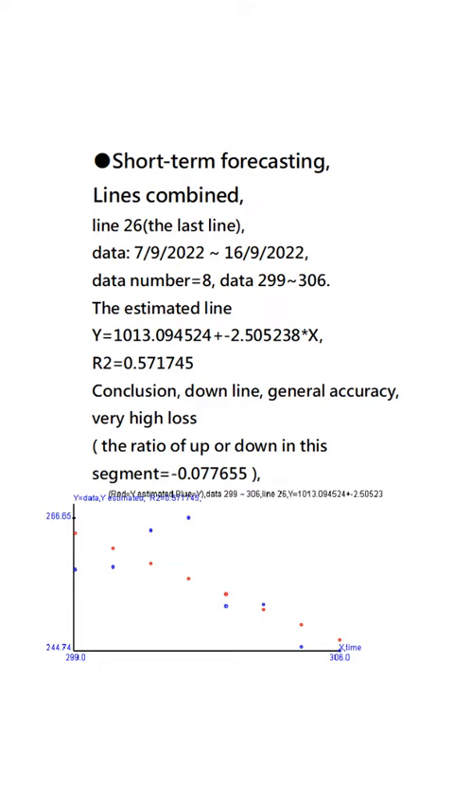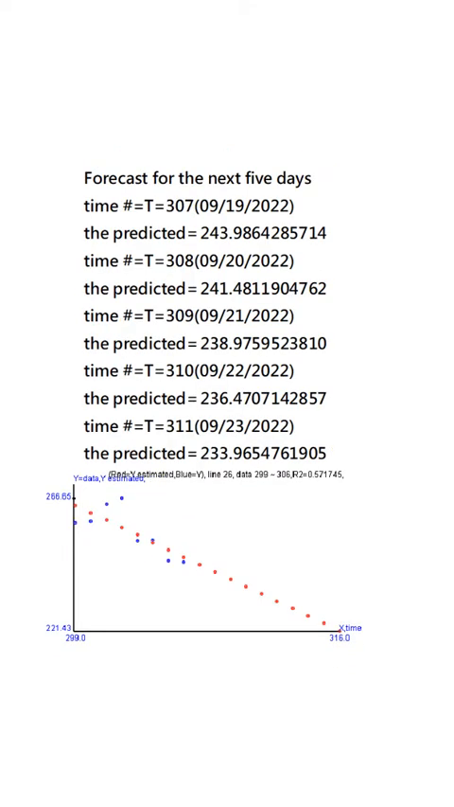The coefficient of determination is 0.571745, which can be the predicted equation. Those predicted values can be referred to.